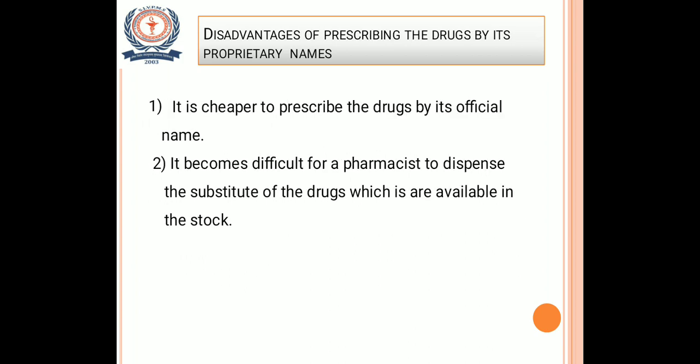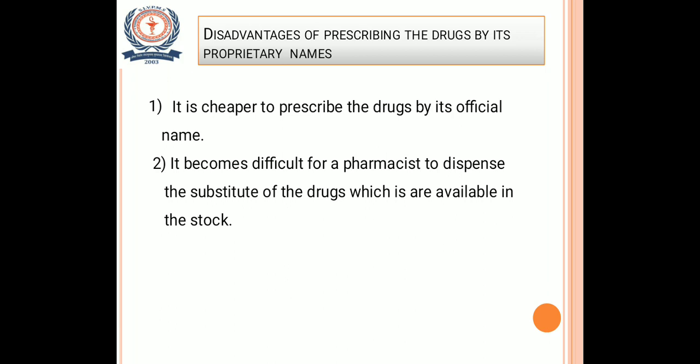Now let us see the disadvantages. The first and the major disadvantage is that it is cheaper to prescribe the drug by its official name. Now here it looks very cheap to prescribe the drug by its official name. So actually it is not a major issue, but still some people are only ready to accept the standard forms of the drug, and that's why this is the main disadvantage.